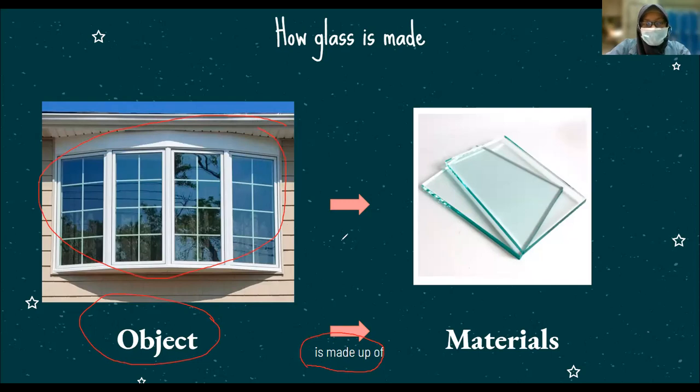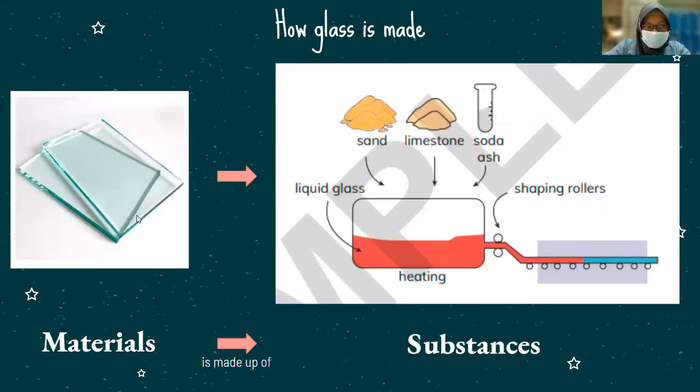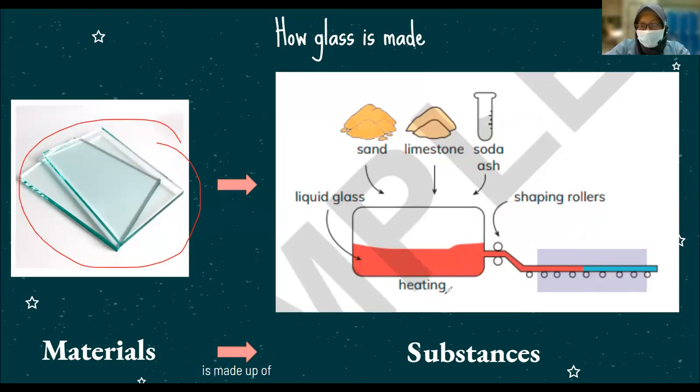Actually, there are many materials that make up this object, such as wood, glass, and other things, maybe curtains or something else, or the wall as well. But we take one material, which is glass. This window is made up of glass. And this glass, or the material, is made up of substances.